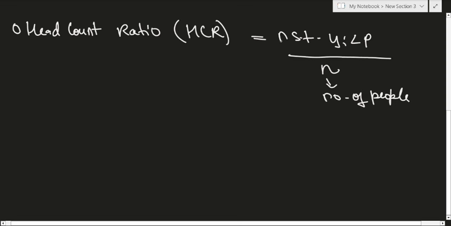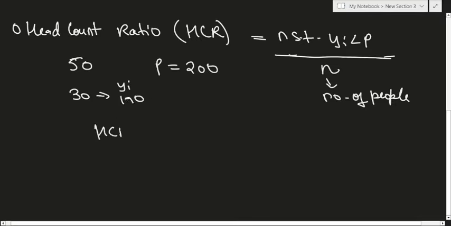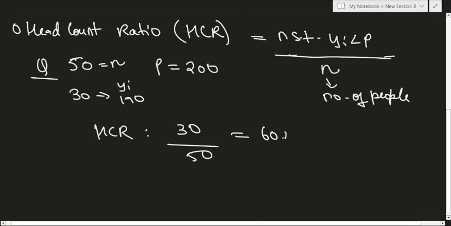Number of people. Okay, so HCR is, let us say there are 50 people. Poverty line is rupees 200, and for 30 people, we know that income is 170. Okay, so we can calculate HCR as, for 30 people, we have incomes below the poverty line, so we calculate it as 30 upon 50. So basically this is 60%. HCR is 60%. So this is basically number of poor people upon total number of people.